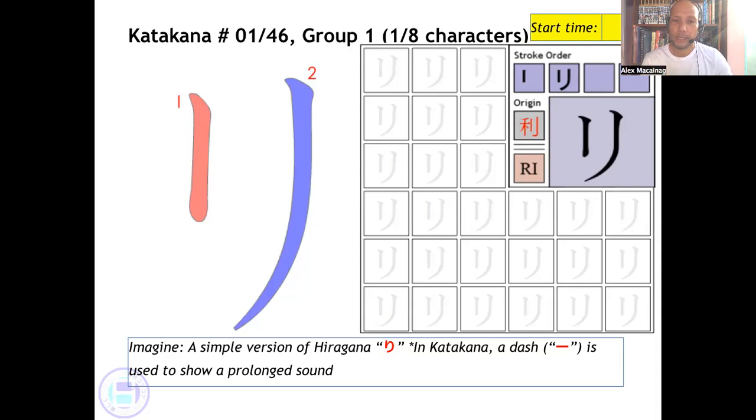We have a note here. In katakana, a dash is used to show a prolonged sound. In hiragana, usually when we want to prolong the E sound, we use an extra E. If we want to prolong the U sound or the O sound, we use an extra U, right? However, in katakana, we use a dash instead. Okay? You can pause the video for your writing practice. 2 strokes.